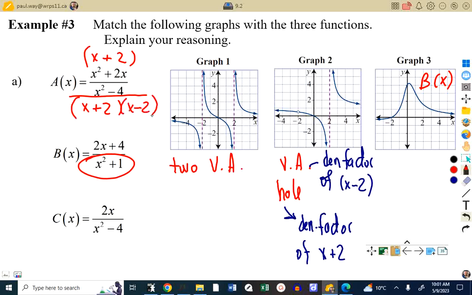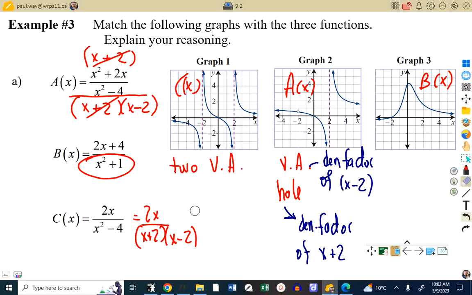Don't write things this way on an exam. That's pretty lazy work. The difference here with a of x is the x plus 2 cancels. Well, that's going to produce the hole. So this is going to be a of x, and this is 2x over x plus 2, x minus 2. Well, none of them cancel, so this is c of x.